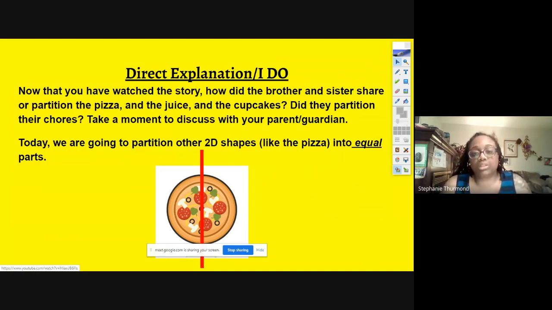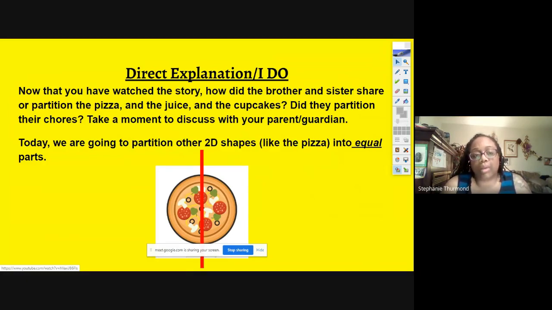So now that we have watched the story, how did the brother and sister share or partition the pizza? How did they partition the juice? How did they partition the cupcakes? Did they partition their chores when they had the food fight? Were they able to partition those chores? I want you to take a moment and discuss this with your parent or guardian or sister or brother, whomever you may be watching this with.